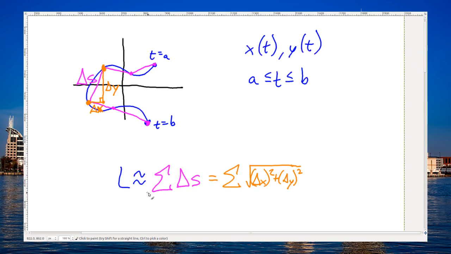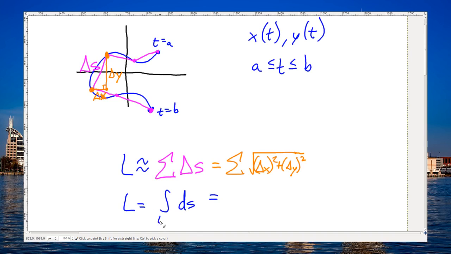Remember that integrals are just limits of Riemann sums, so the actual length would be given by the integral, and the delta s, when it shrinks to be infinitely small, we call ds, the length differential, and this would range from t equals a to b, because that's the starting and ending point of our curve. But here we see that that is the exact same thing as the integral from t equal to a to t equal to b of the square root of dx squared plus dy squared.